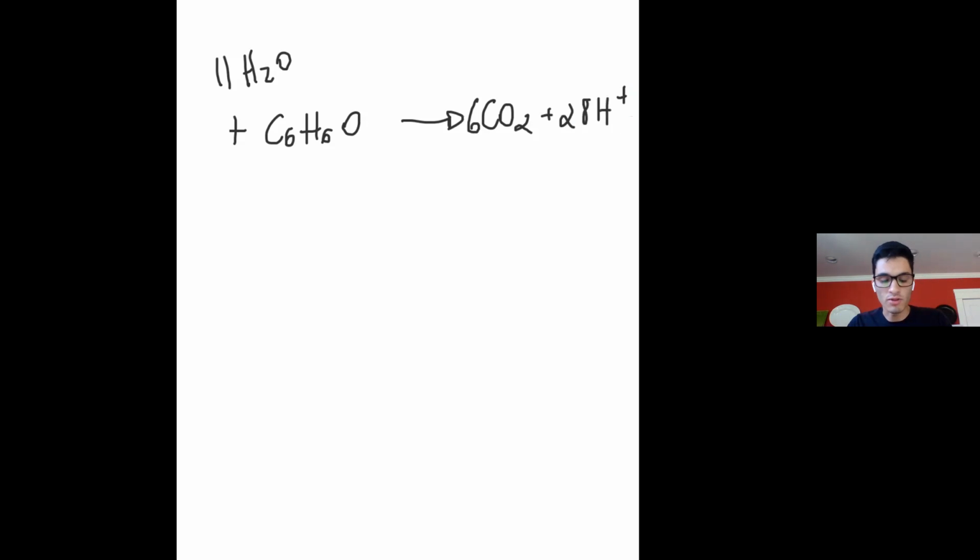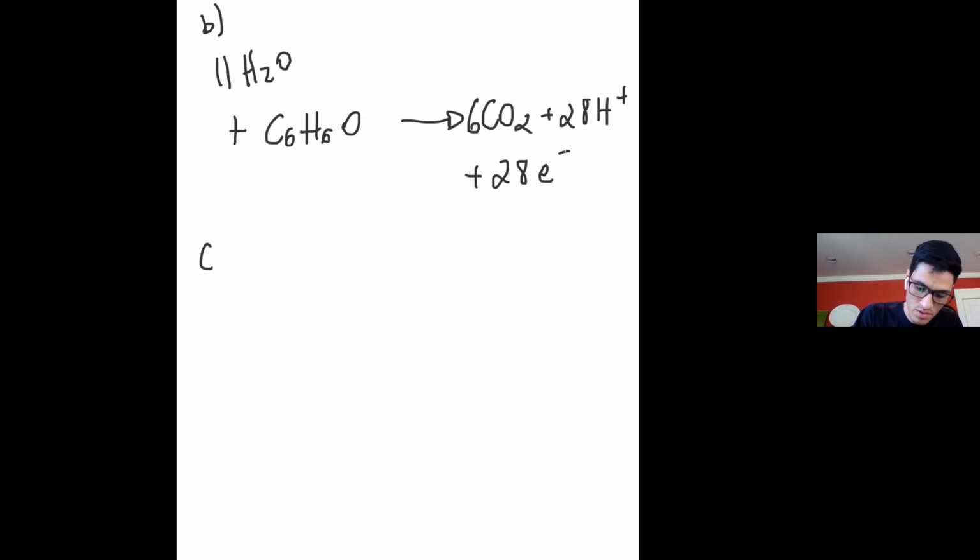Okay, so now we have all the hydrogens that are coming in, they're going out. Last thing that we need to balance out is the charges. So we have 28 plus charges on one side and 0 on the other side. So we need to equilibrate this charge by adding 28 electrons on the left side. So now the overall charge on the left side is 0. The overall charge on the right side is 0 as well. Okay, so this is the balanced oxidation reaction, which is part B.